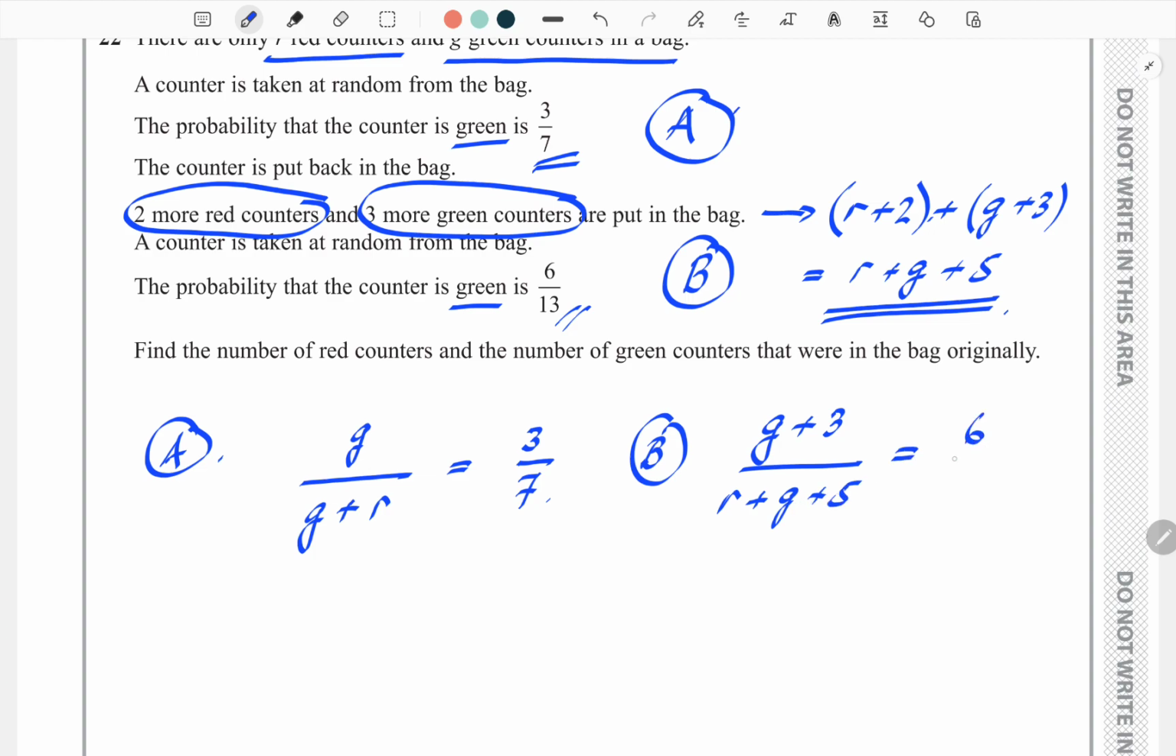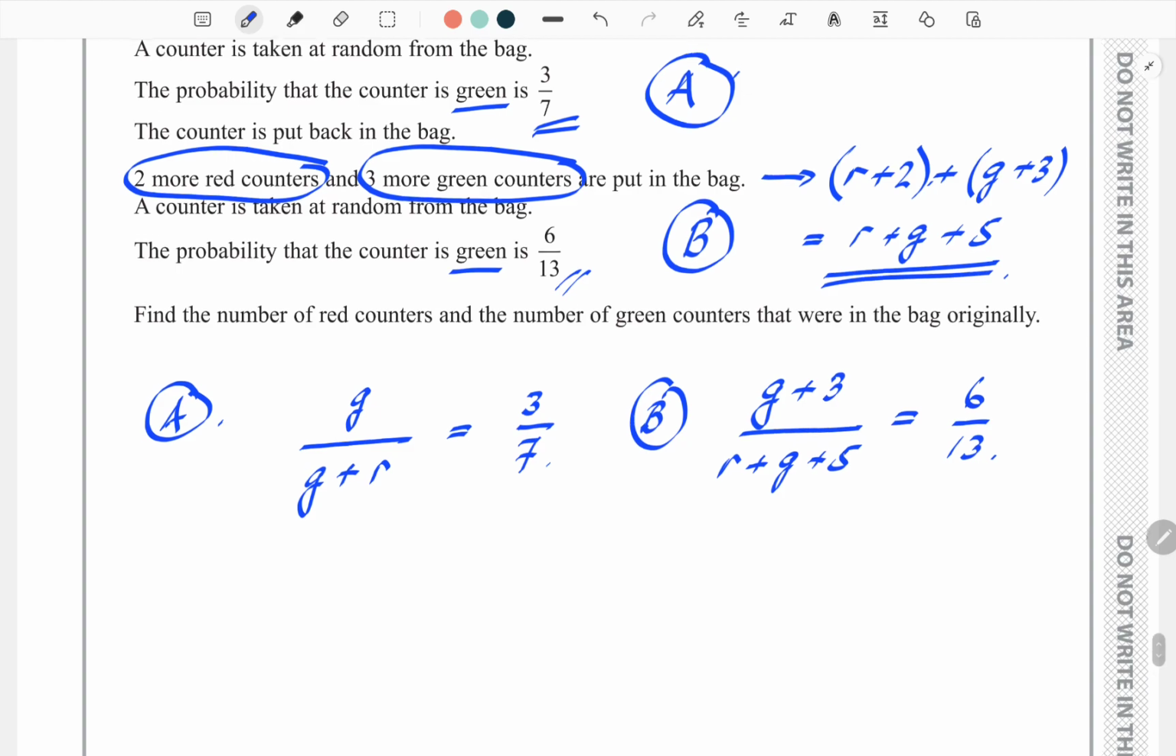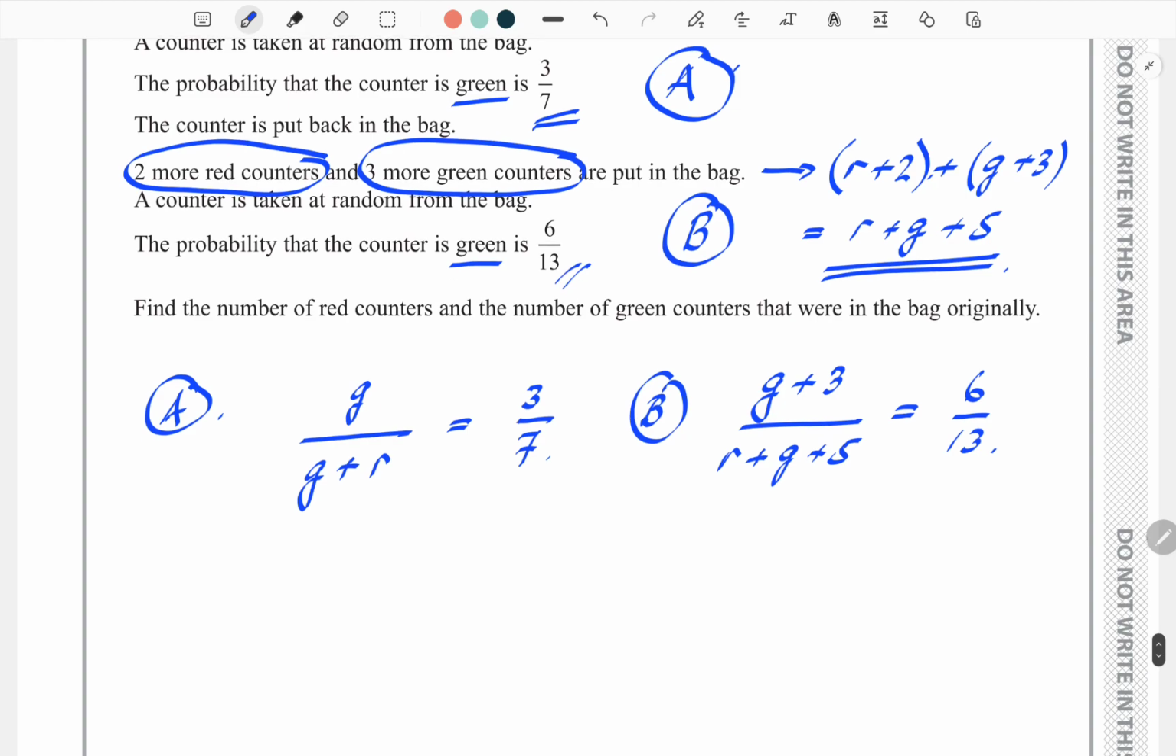equals 6/13. All right. Similar to what we saw earlier on in the ratios, we're going to use exactly the same sort of cross multiplication. So this first one, scenario A, you got 7G. Remember, I'm cross multiplying, right? In both cases, like that.